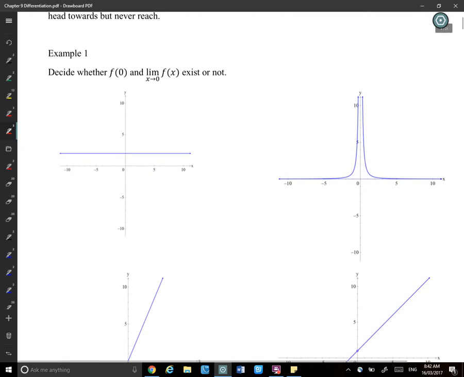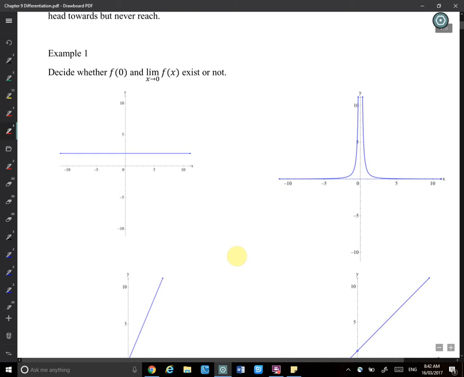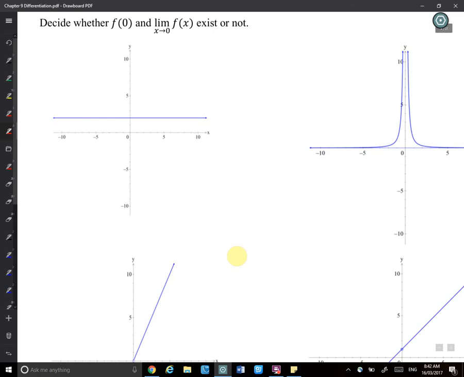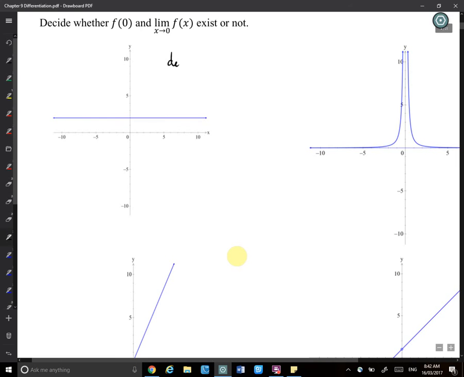So let's think about this. Decide whether f(0) exists and whether the limit of f(x) as x approaches 0 exists or not. So it tests two things: whether it's defined at x equals 0 and whether the limit exists at x equals 0. Okay, first of all, let's think about f(0). It's not an open circle, so it is defined. Yes, it is defined.